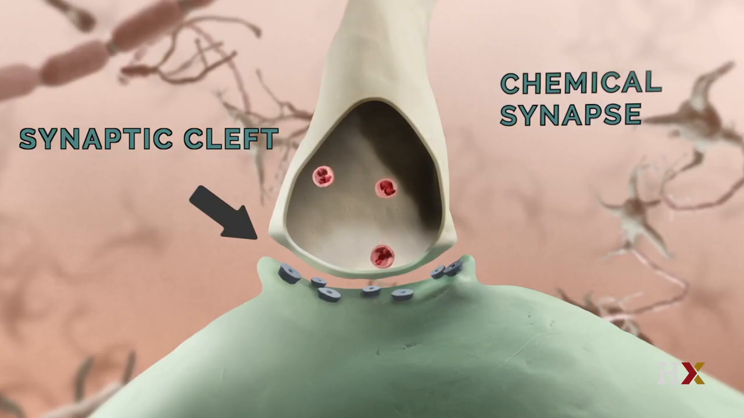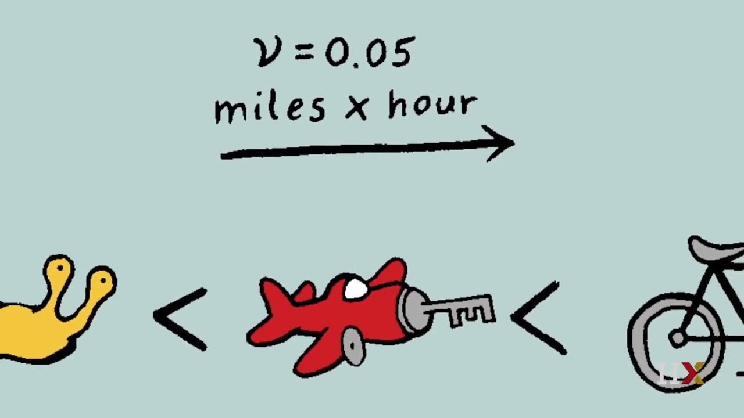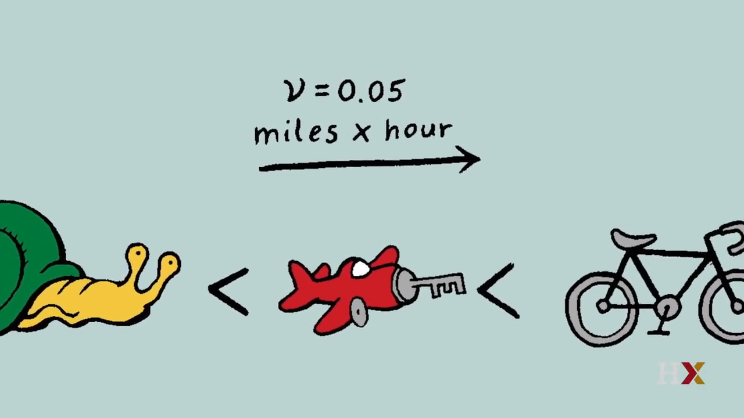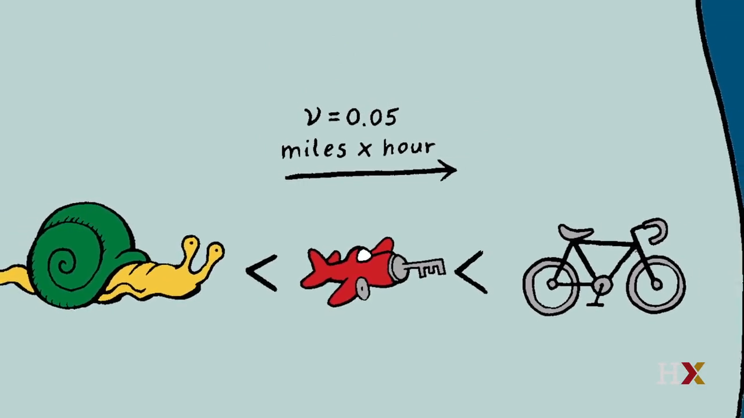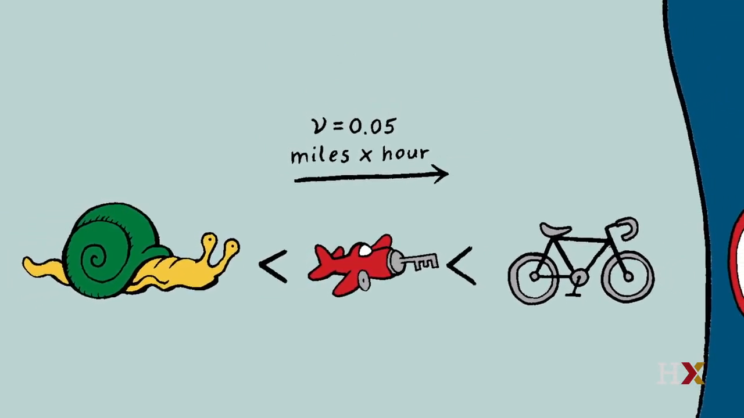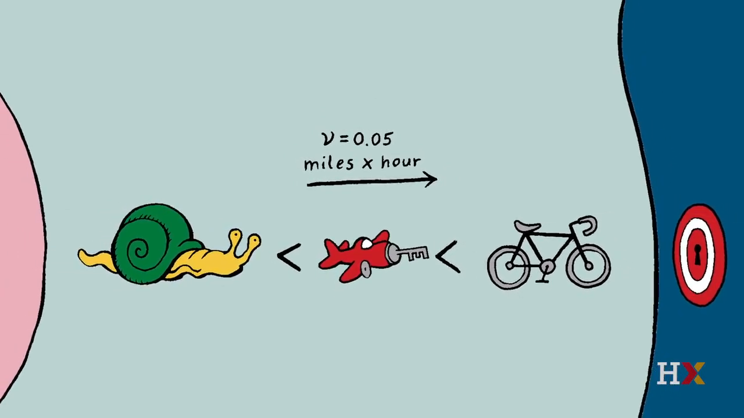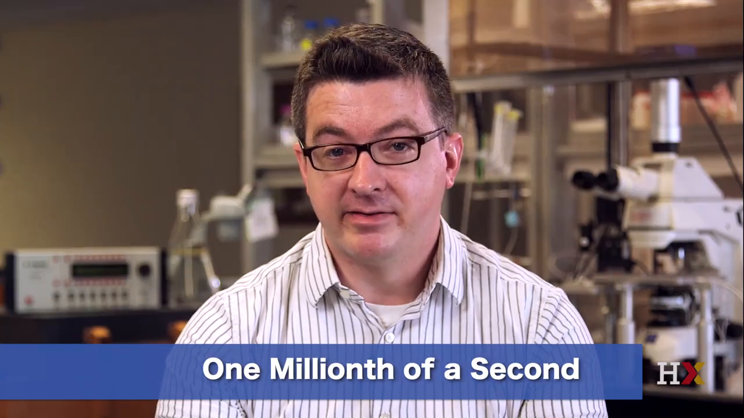The synaptic cleft is a structure approximately 20 nanometers wide, which is about 5,000-fold smaller than the width of a human hair. On average, a neurotransmitter travels at a speed of 0.05 miles per hour, which is about 25 times faster than a common snail, but 200 times slower than the typical cyclist riding a bike. At this speed, it takes a neurotransmitter molecule less than 1 microsecond to traverse the synaptic cleft. That's 1/1,000,000th of a second.